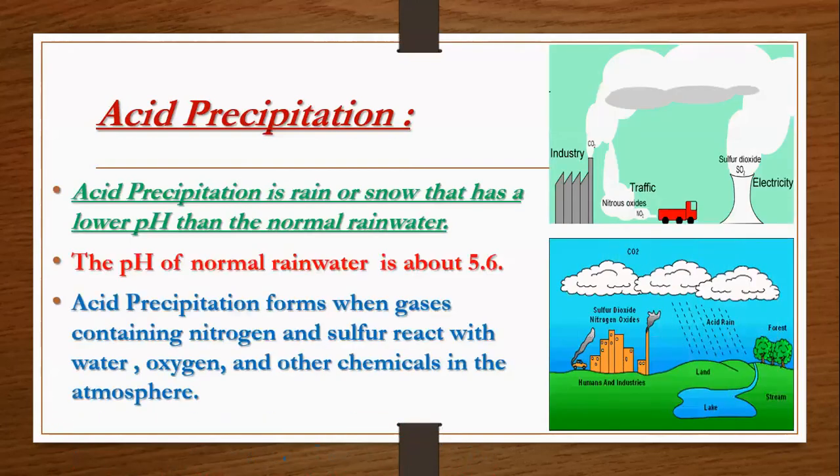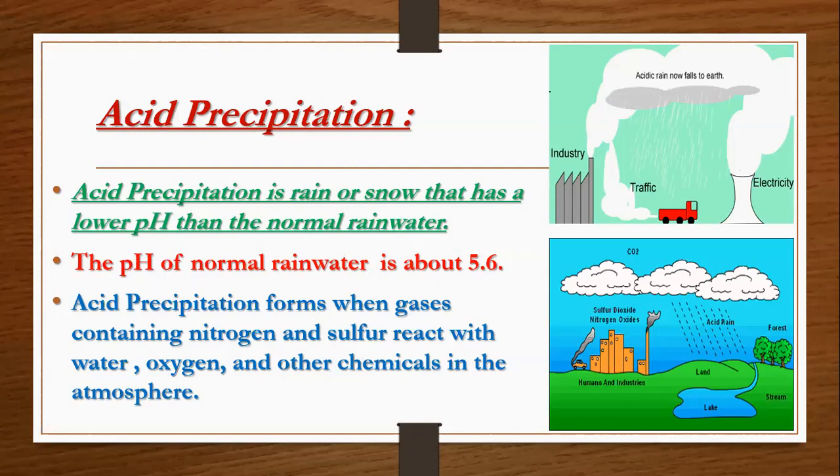Let's go through this slide. Acid precipitation is rain or snow. Precipitation may be in 4 forms: rain, snow, sleet or hail. Here they mentioned only 2 forms, rain and snow. It may be acidic rain or acidic snow, which has a lower pH than normal rainwater. What is the pH of normal rainwater? 5.6. If it is lower than 5.6, it's acidic rain.